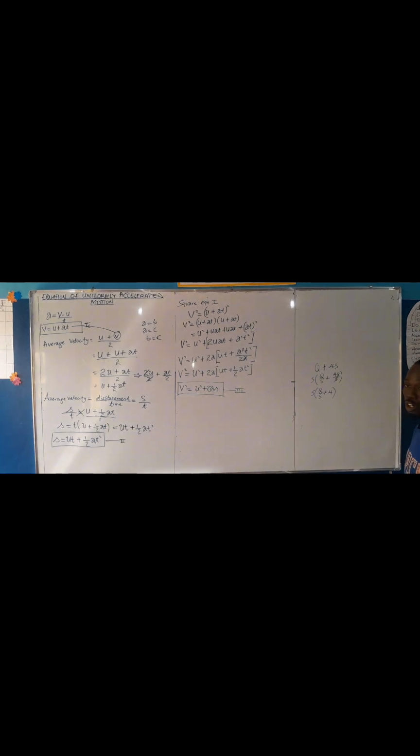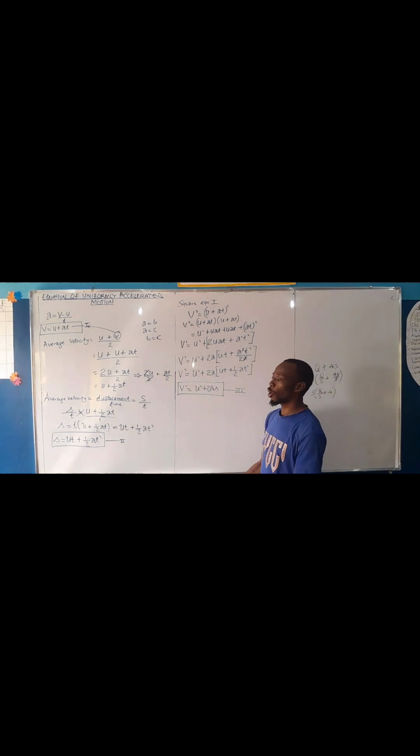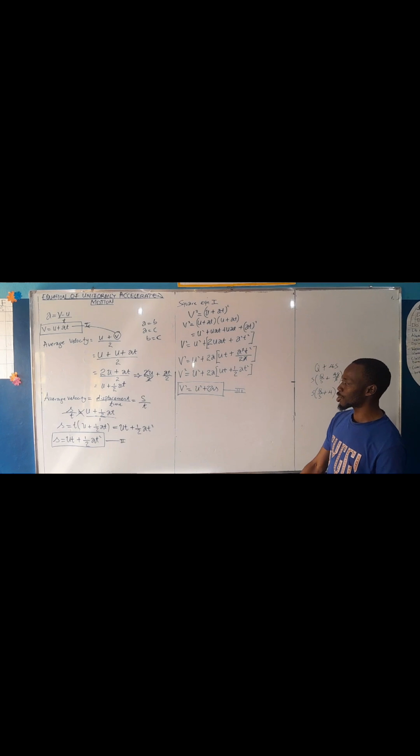The first equation of motion, repeat after me. v equal u plus at. Okay, I believe you said that. The second equation, s equal ut plus ½at squared. I believe you said that. And the last equation is v squared equal u squared plus 2as.